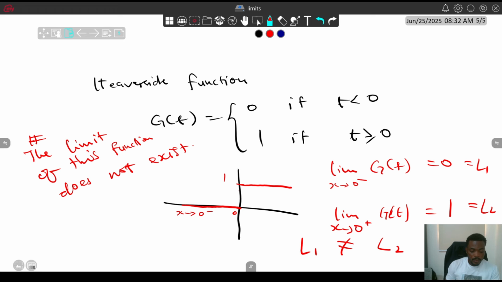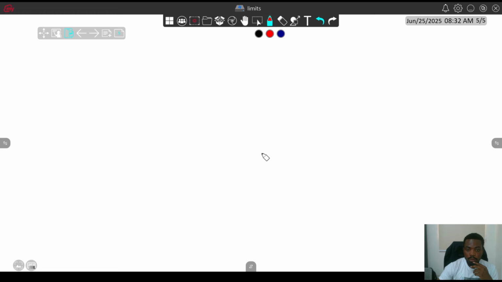Right. Great. So this explains the left limit and then the right limit. Now let's look at an example which involves a two-sided limit. I think I have to quickly clean the board. Okay, so let's look at an example, a two-sided limit.